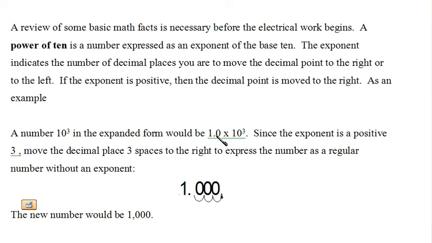So for instance, here is the 1.0 times 10 to the third. You're going to take the 1.0, so the point is after the 1, and because it's 10 to the third, you're going to move this decimal point right here 3 places over, which means you have to add 3 zeros. So the new number would be 1,000.